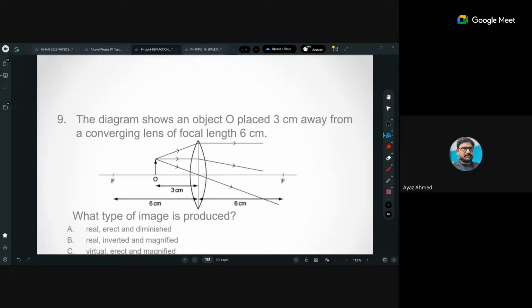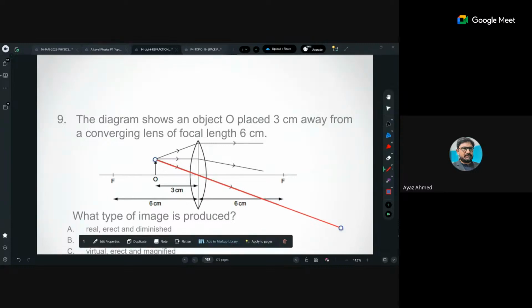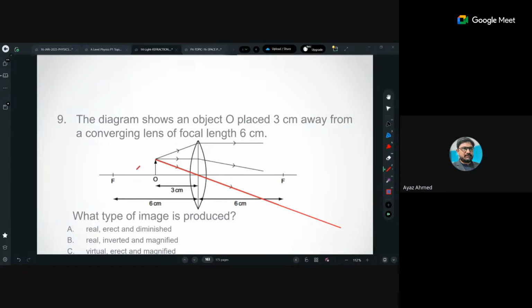Again, for example, let's draw the light rays here. The object is in between F and 2F, right? So the first ray I will draw without any bending. It will pass through here. Okay. Secondly, the ray which is reaching to this will pass through the principal focus in this way.